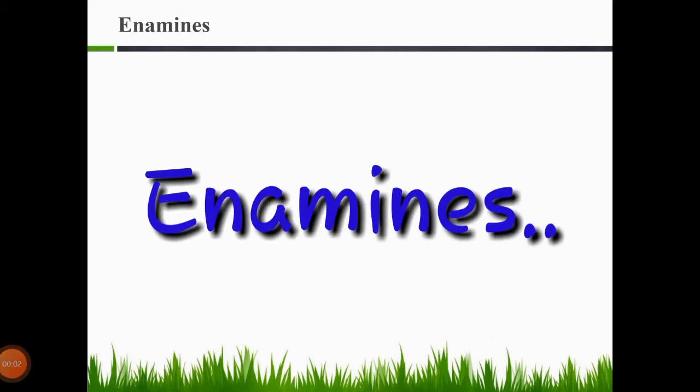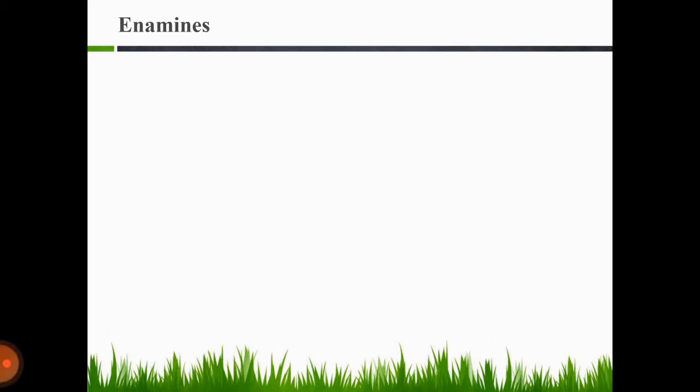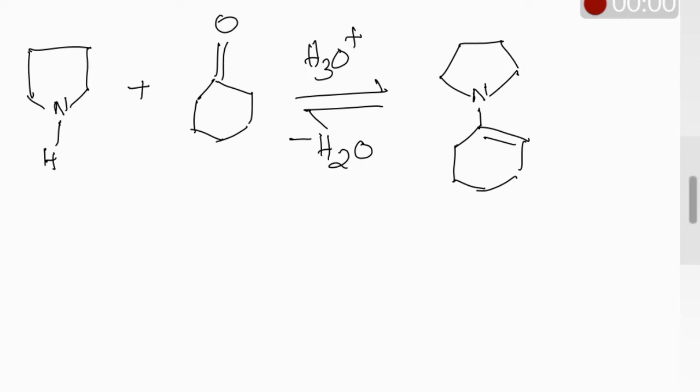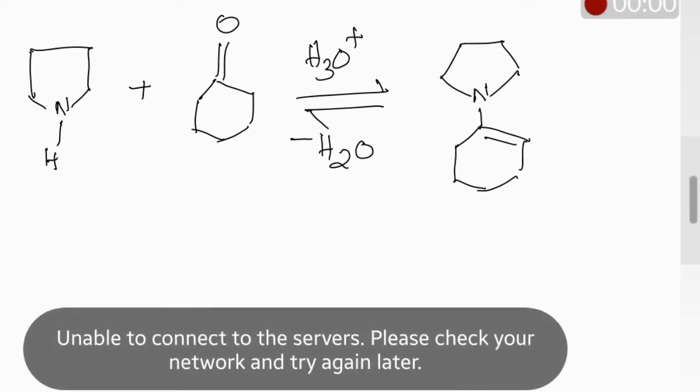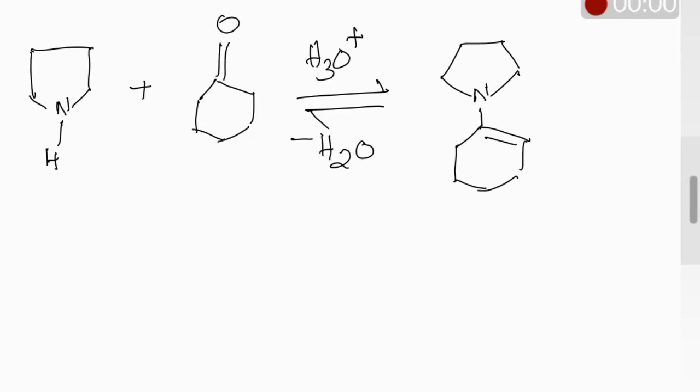I would like to introduce a structural analogue of enol, that is enamines. Enamines are formed by the reaction of secondary amines with aldehydes or ketones, and the reaction is a reversible reaction. For example, this is an enamine, and it is actually pyrrolidine.